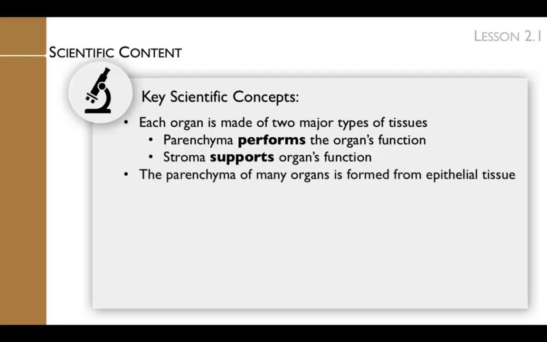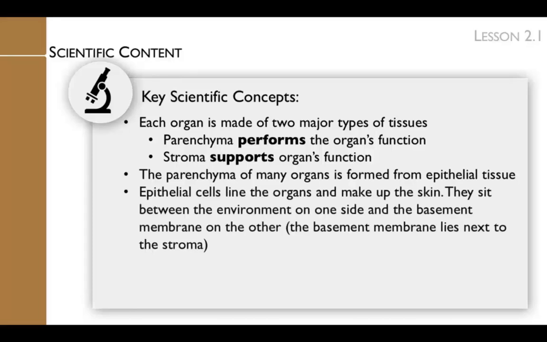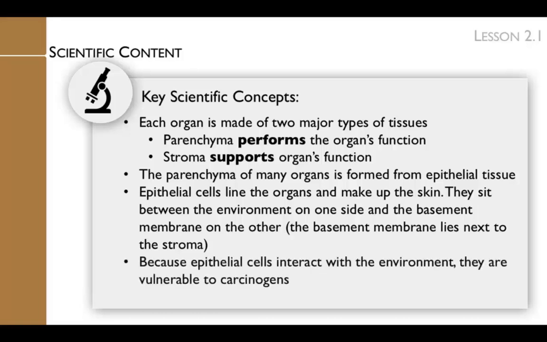The parenchyma of many organs is formed from epithelial tissue. Epithelial cells line the organs and make up the skin. They sit between the environment on one side and the basement membrane on the other. The basement membrane lies next to the stroma. Because epithelial cells interact with the environment, they are vulnerable to carcinogens. In fact, the majority of cancers originate in epithelial tissue.